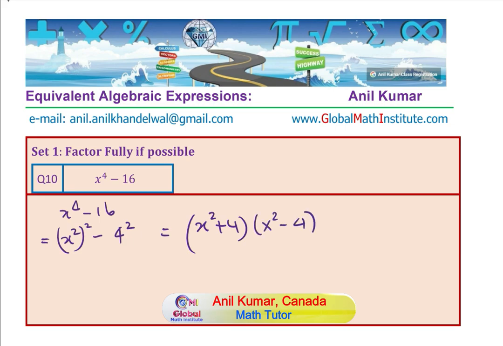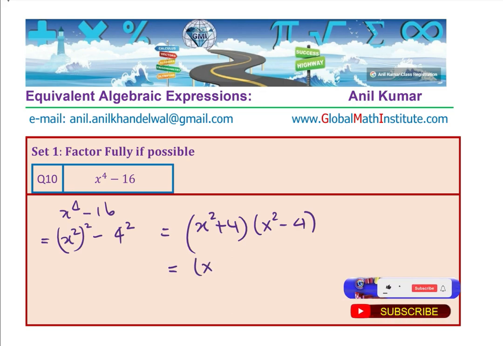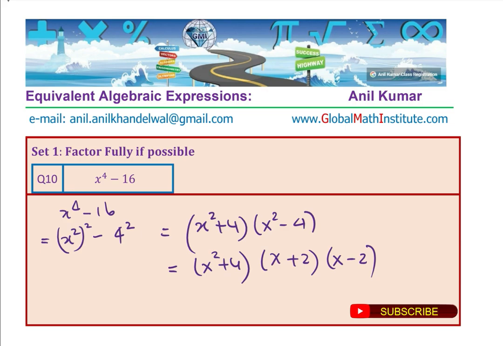Now x squared minus 4 can be further factored. So remember to factor it completely. So it can be written as x plus 2 times x minus 2. That is the fully factored form of the given expression.